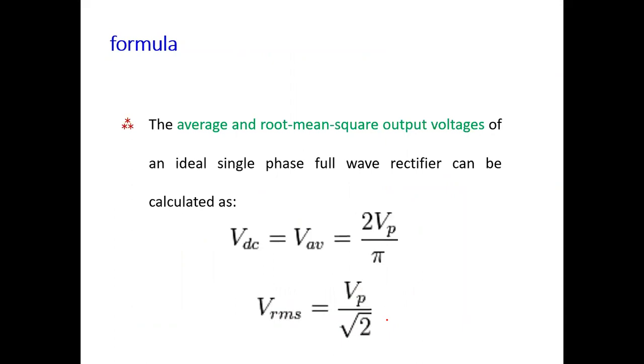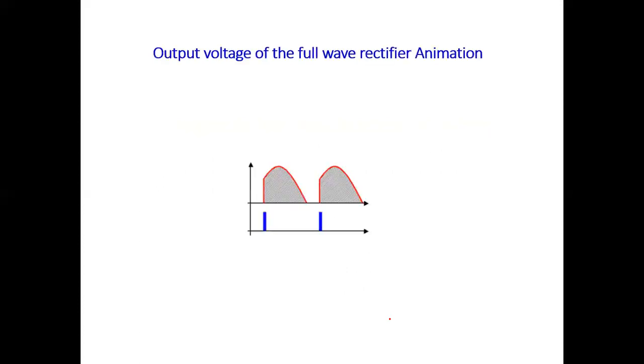So how do we calculate the output DC voltage with respect to the input? The average and the root mean square of the output voltage of an ideal single phase full wave rectifier can be calculated as VDC = VAV = 2VP divided by pi, and VRMS = VP divided by root 2. So this is the concept for the full wave rectification, and this is the output, because we will get the DC voltage like this.